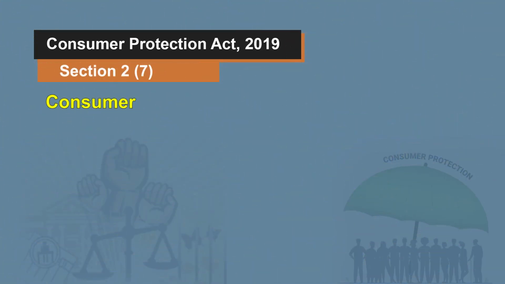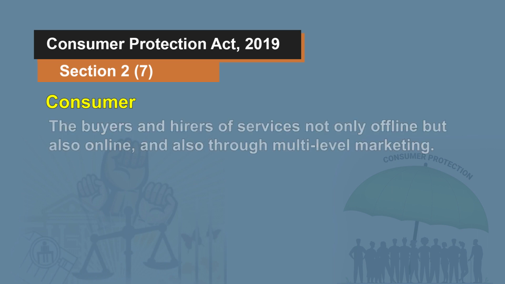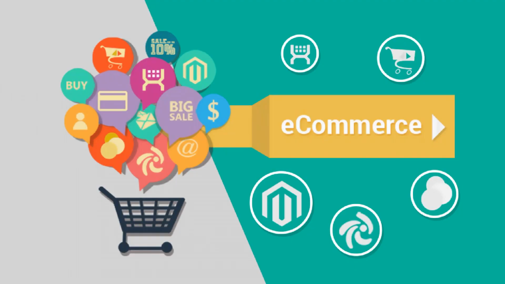Under Section 2, Clause 7 of the new Act, which defines consumer on the same lines as the old Act, an addition is included in the context of the buyers and hirers of services not only offline but also online and also through multi-level marketing. This is a welcome improvement as most of the consumer transactions are taking place in recent times online using e-commerce platforms.